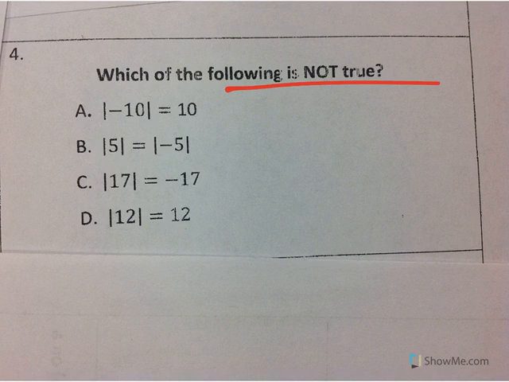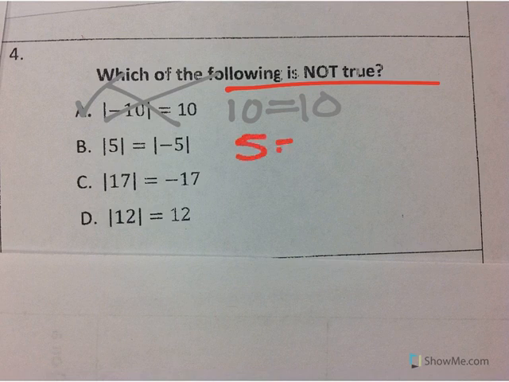So if I work each one of these out, A says the absolute value of -10 equals 10. Well, I know the absolute value of -10 is 10, and 10 does equal 10, so that is correct, so it's wrong. B says the absolute value of 5 is equal to the absolute value of -5. Well, the absolute value of 5 is 5. The absolute value of -5 is 5. So B is correct, so that's wrong.